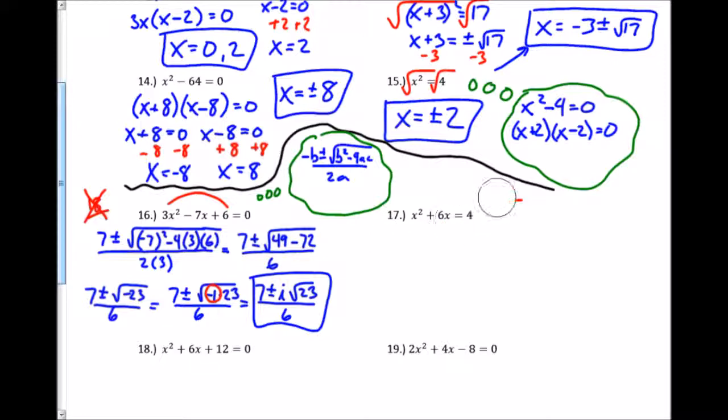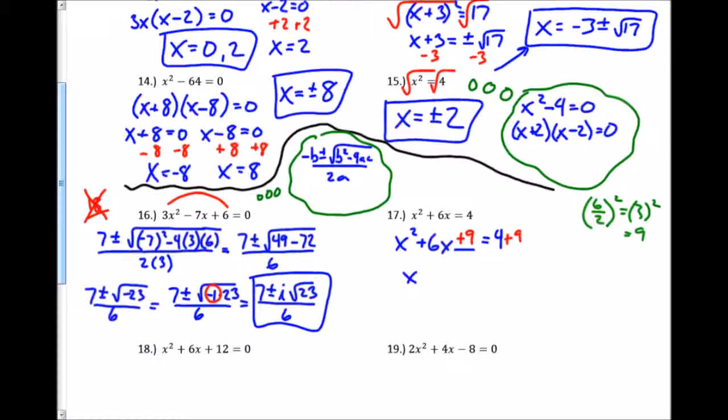I want to bring that 4 back over and write it like this, because this is one where I have an a value that's 1 and a b value that's even. I'm going to solve it by completing the square. So I take that b value, the 6, divided by 2, and square it. So that's 3 squared, which is 9. So I'm going to add 9. Whatever I do to one side, I have to do to the other side. So I add 9 to each side.